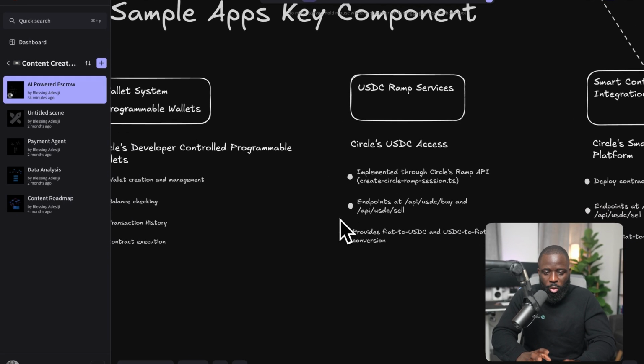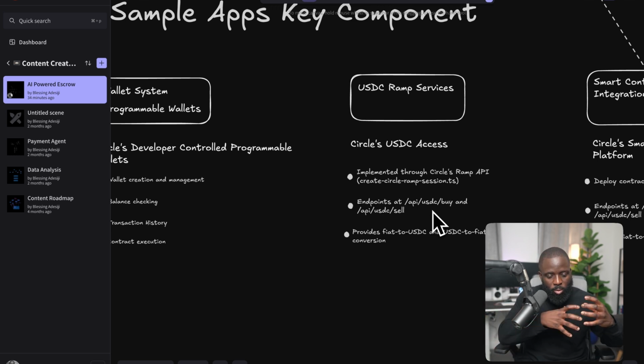So what we are doing here with USDC Access is we implemented a create Circle ramp session, which I'm going to show you the code for, and we interacted with the endpoint to buy USDC and sell USDC. That lets you go from fiat to USDC. So you pay fiat and then you get USDC on-ramped to your project. And when you're done, you sell the USDC back out to fiat.